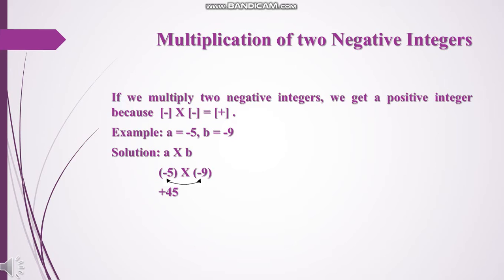Multiplication of two negative integers. If we multiply two negative integers, we get a positive integer because minus into minus is equal to plus. For example, a is minus 5 and b is minus 9, so the solution is a into b is equal to minus 5 into minus 9. Minus into minus is plus, so the answer will come in plus. So 5 into 9 is equal to 45. So here plus 45 is the product of minus 5 and minus 9.